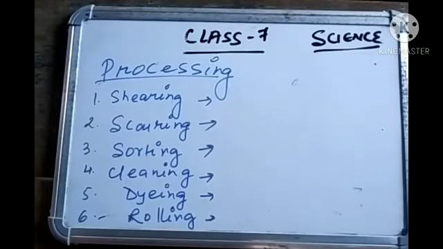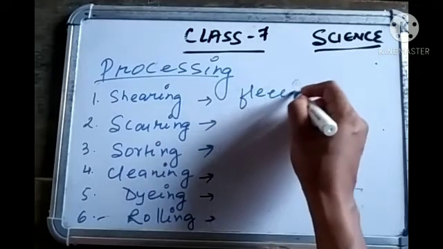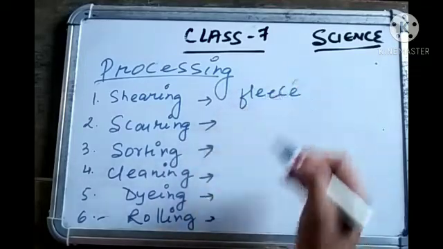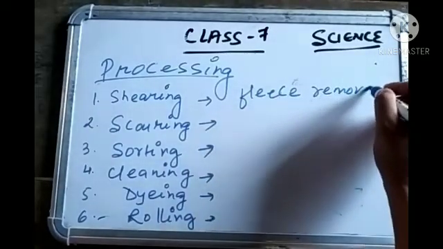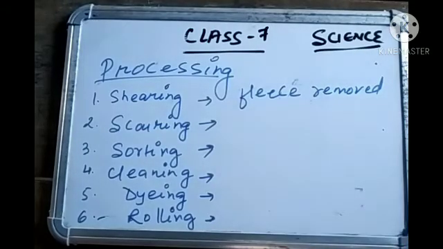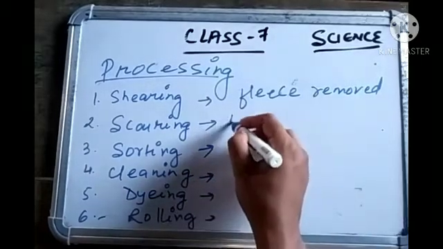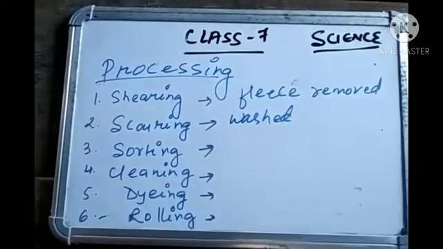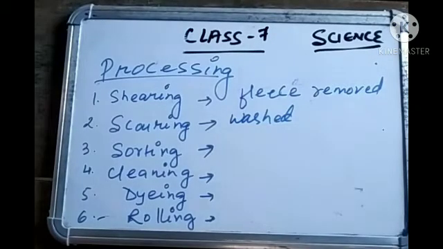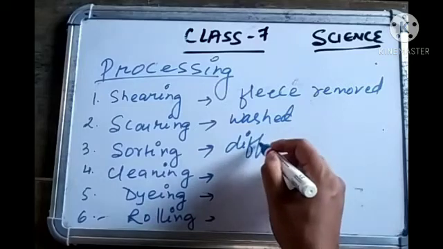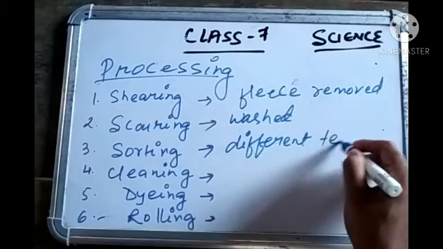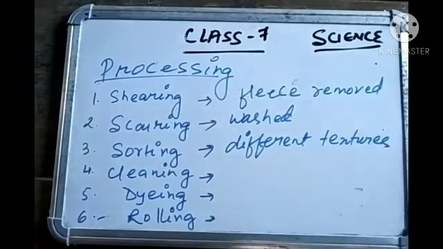Number 1 is shearing. The fleece or hair is removed or cut. Scouring: the fleece is washed to remove grease, dust and dirt. Then sorting: hair of different textures is separated. So in short, you can say hair of different textures is separated or sorted.